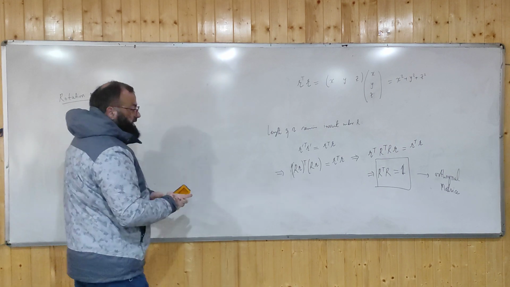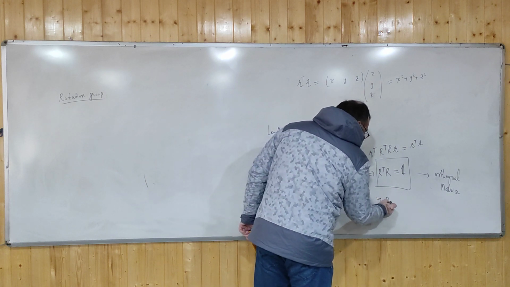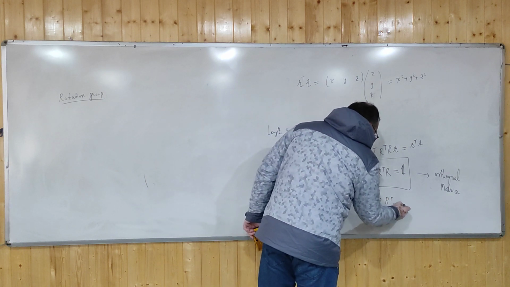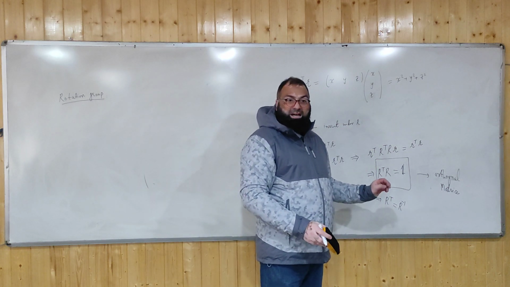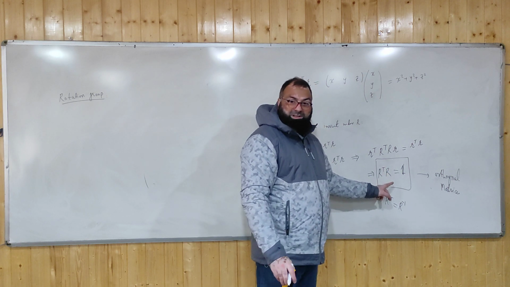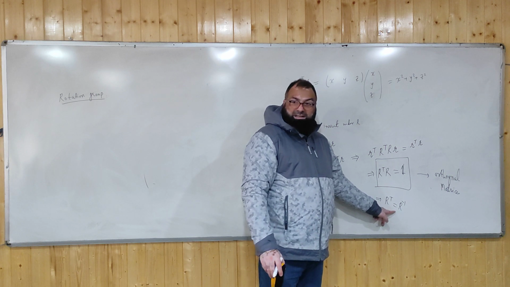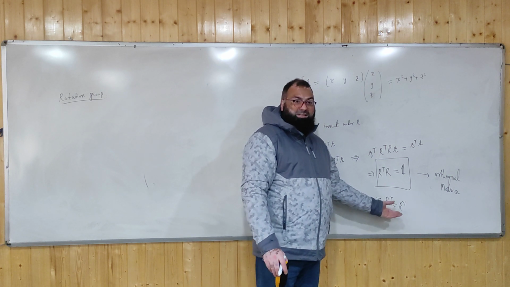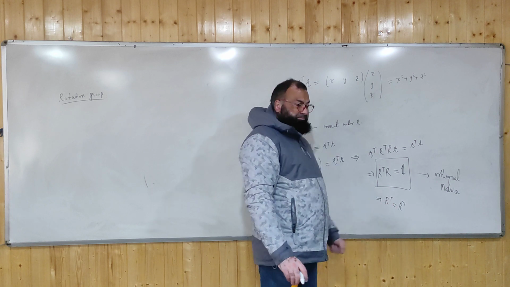Now if this is satisfied, it means I can write R transpose the same as R inverse. Let's say R inverse exists, so you can multiply R inverse from the right. So you can write R transpose is the same as R inverse. So this is another definition of the orthogonal matrix.